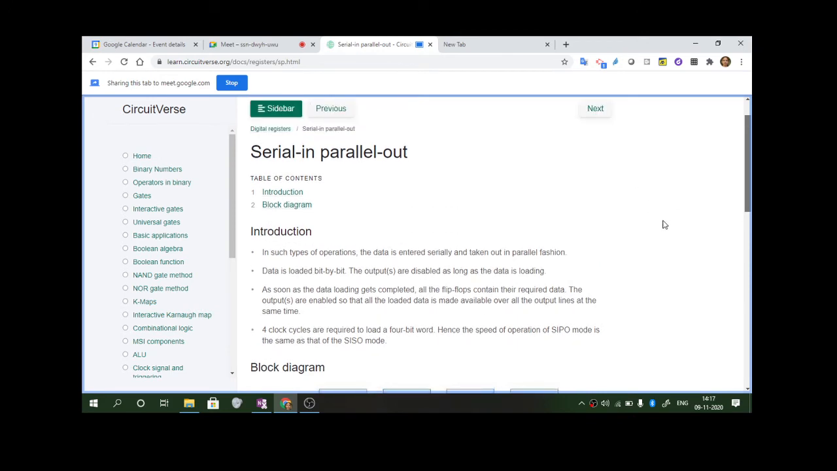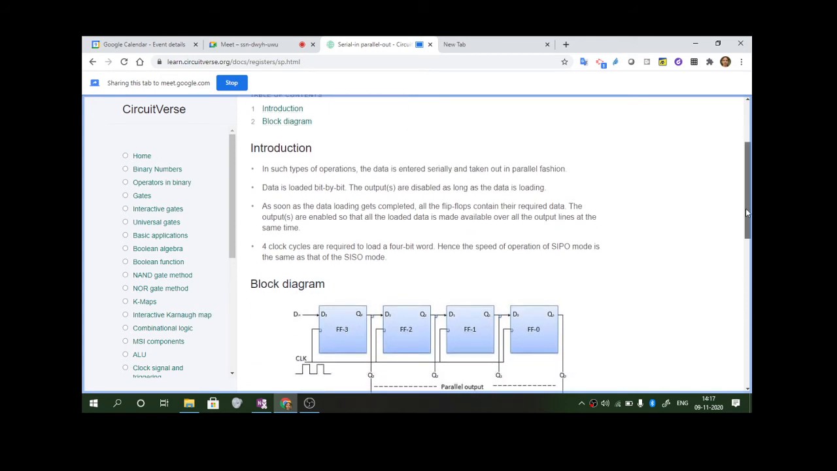So in these operations, data is entered in a serial fashion and taken out in a parallel fashion. Data is loaded bit by bit, but outputs are disabled as long as, and that is very important, as long as the input is streaming in, the outputs are disabled. As soon as the data loading gets completed, all the flip flops will contain the required data, and these outputs are enabled so that the data is made available.